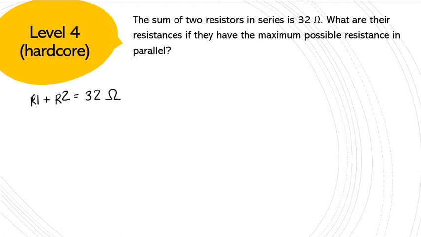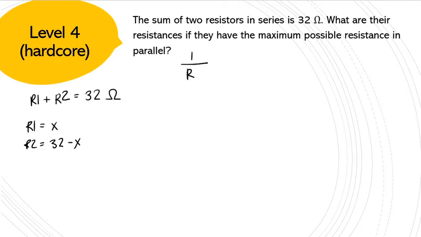If I make R1 equal to X, then R2, in order to get that sum, must be 32 minus X. So going back to some old school things. So that's one thing. I've used a formula for series circuits to define these with a single variable. All right, now what is their resistance if they have the maximum possible resistance in parallel? Parallel has a very different and very terrible formula.